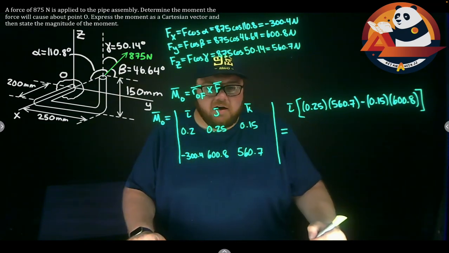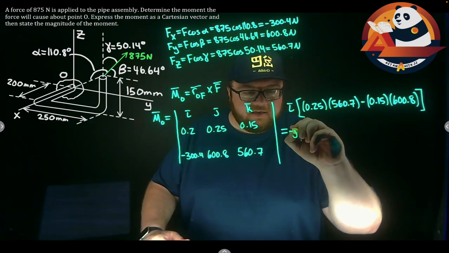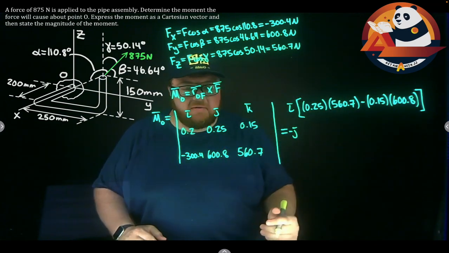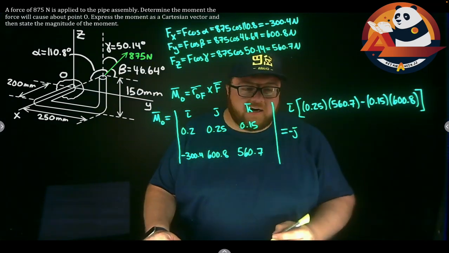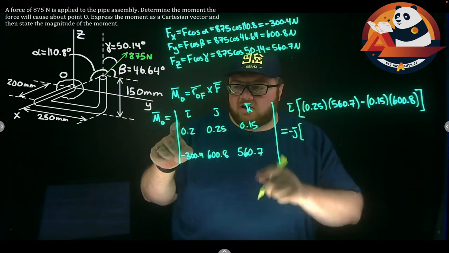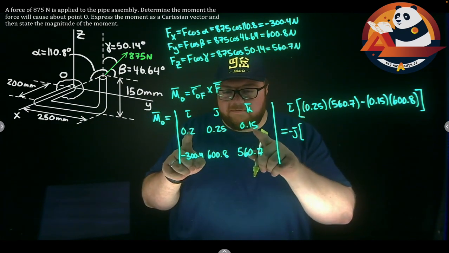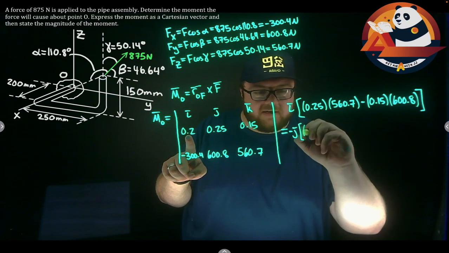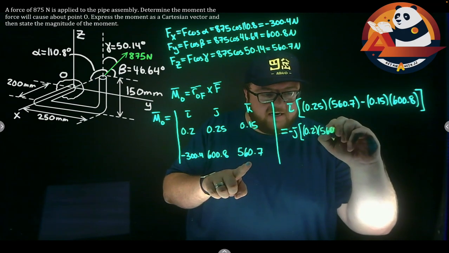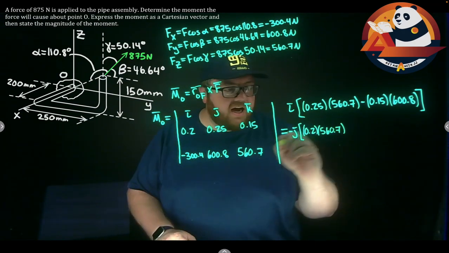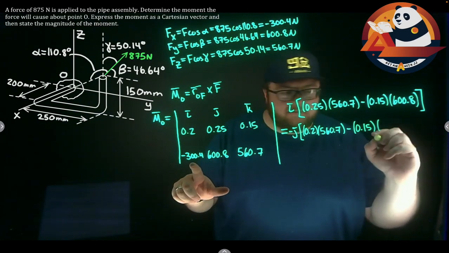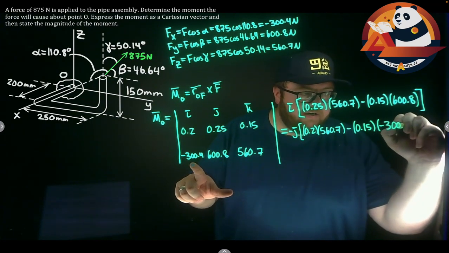We'll evaluate that later. We always subtract off j, minus j. Again, we subtract j so we can do that top left times bottom right, minus top right times bottom left. It makes the math work out correct for us. Always subtract j. And then again, we'll cross multiply this. So times, ignoring j's column and j's row, we have just the i and k pieces left in here. So our top left i would be 0.2 times our bottom right, our k piece, 560.7, minus our top right, 0.15, times our bottom left, negative 300.4.